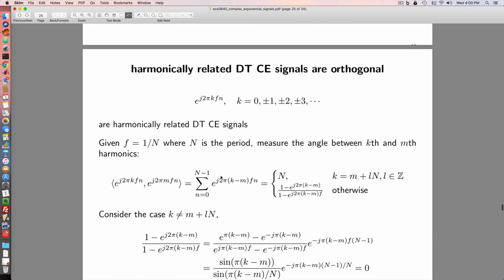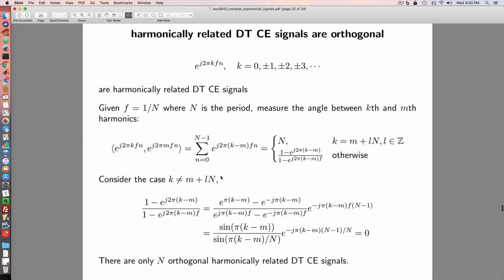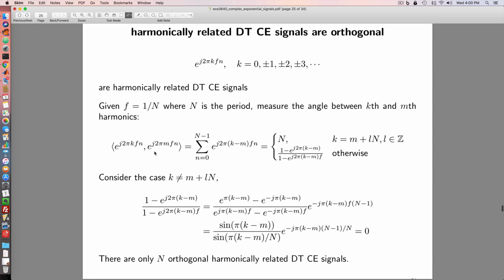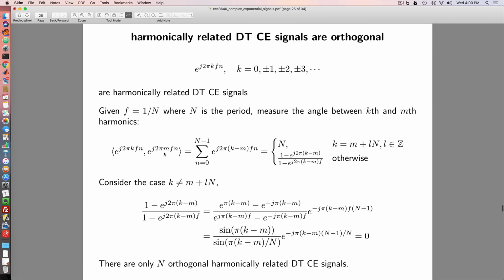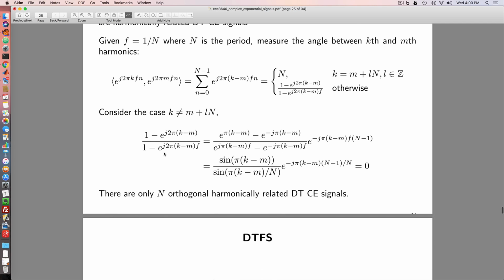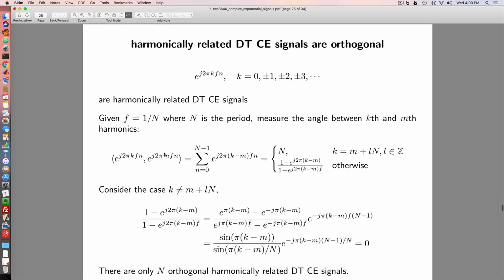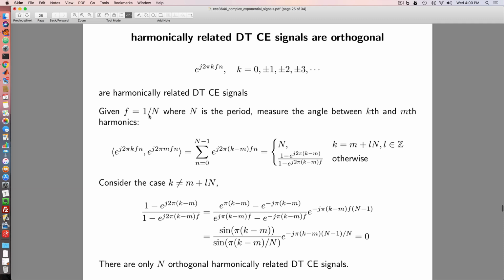We can now go in and define things in discrete time as well, and go through and calculate inner products or dot products. And what we find is that we get orthogonal harmonically related complex exponential signals in discrete time as well. But when we ask how many are there, we find that there are only capital N, where if our base frequency is 1 over N, you can find N and only N harmonics for that frequency.